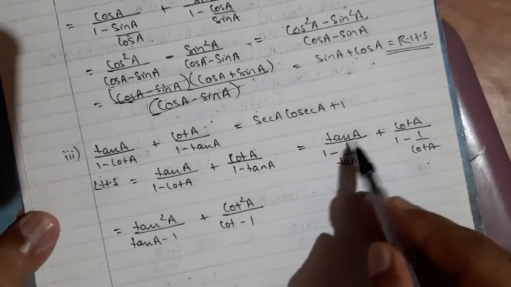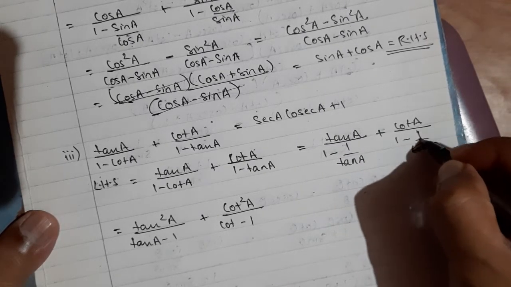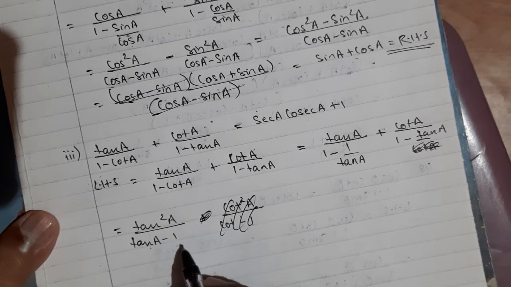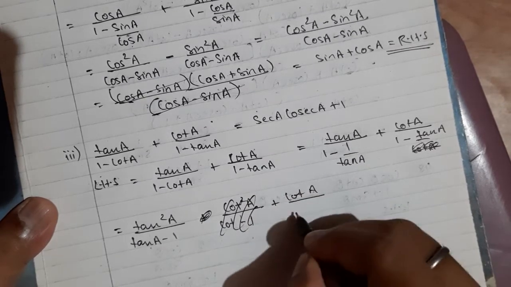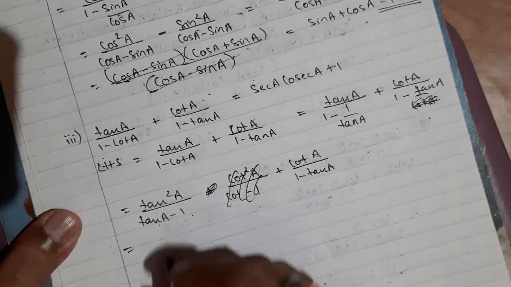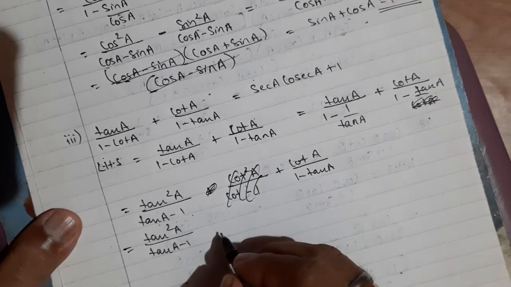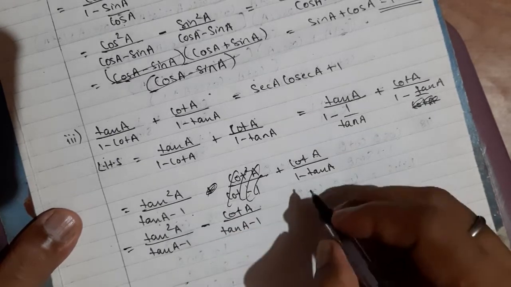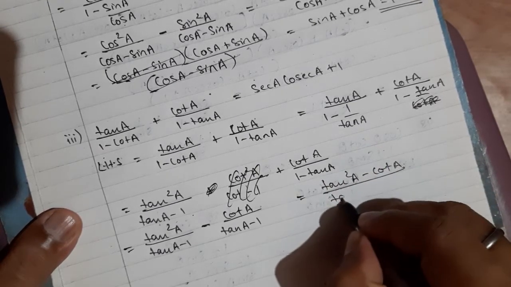Here we have tan square A upon tan A minus 1, and here we have cot square A upon cot A minus 1. Here we will keep the denominator as it is. Here we were having plus cot A upon 1 minus tan A. Now in the denominator you see here tan A minus 1 and here 1 minus tan A, so taking the minus sign common, it becomes minus cot A upon tan A minus 1, which is equal to tan square A minus cot A upon tan A minus 1.